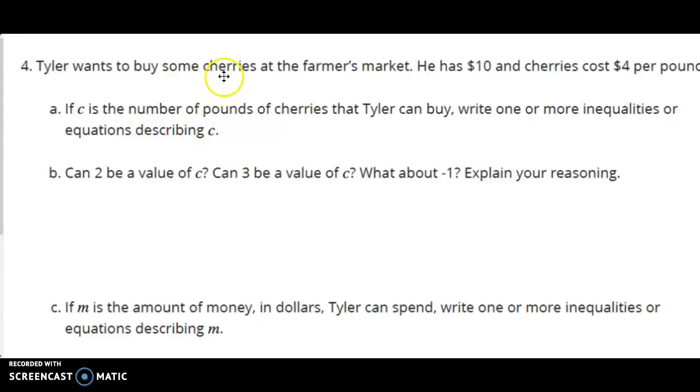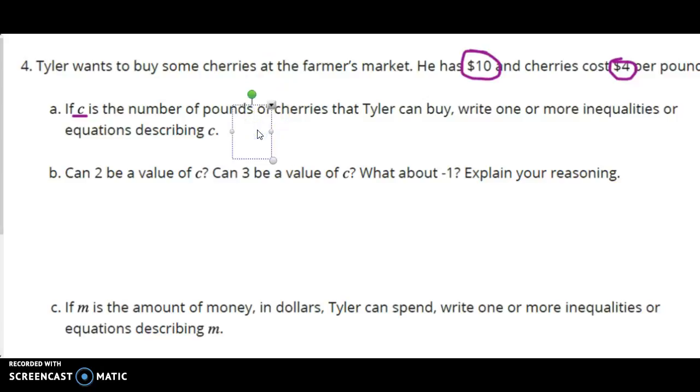Now that you've had a chance to work this on your own, we're going to go over it. Tyler wants to buy some cherries at the farmer's market. He only has $10 and cherries cost $4 per pound. So let's talk about A. If C is the number of pounds of cherries that Tyler can buy, write one or more inequalities or equations describing C. So I'm going to start with how much money Tyler has.